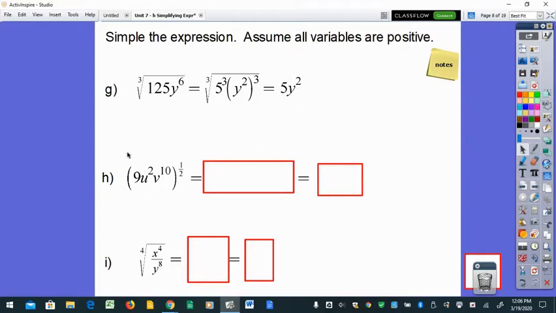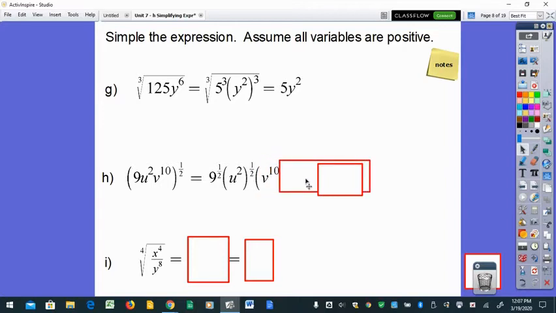Okay, again, from the rational exponent view, everybody in the group is going to get the 1/2, which happens to be a square root. So we're going to have 9 to the 1/2, u squared to the 1/2, and v to the 10th to the 1/2. First, we're going to start off with that 9 to the 1/2, then the u squared to the 1/2, and then v to the 10 to the 1/2.